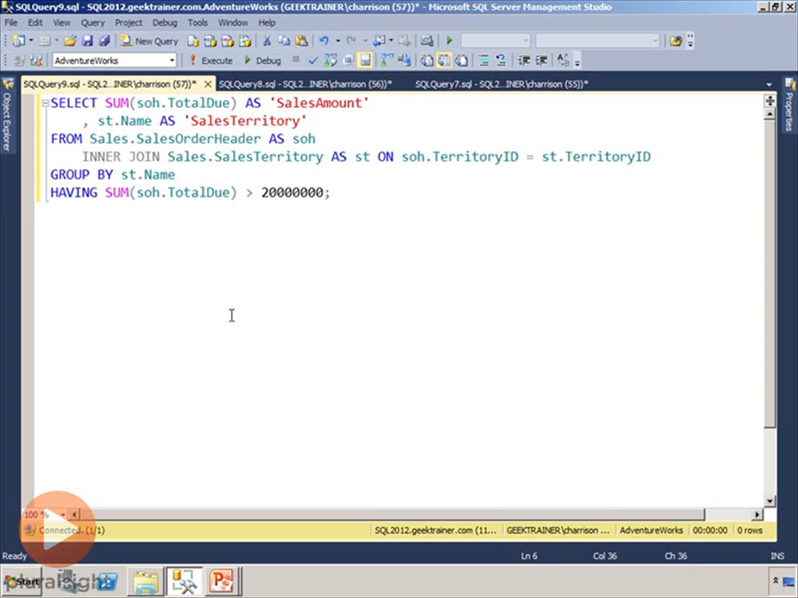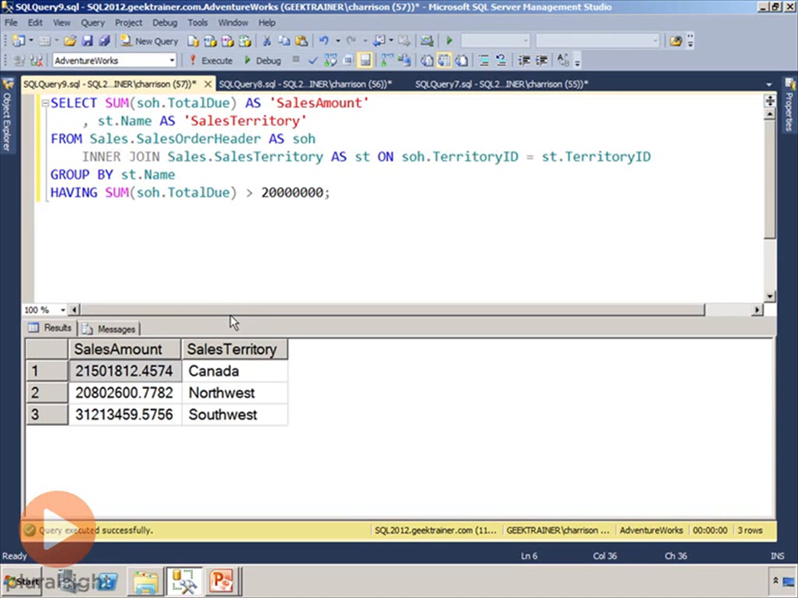The group is sort of almost implied that it's automatically going to wait until everything is done and then figure out, okay, well, which matches that requirement of at least 20 million. So now when I execute this, what you're going to notice is I only get back Canada, Northwest, and Southwest. Those are the only 3 territories that have sold at least $20 million. So that's how I can limit to just specific groups.